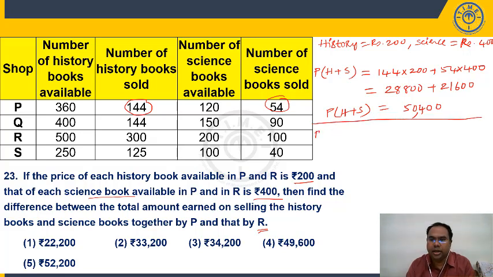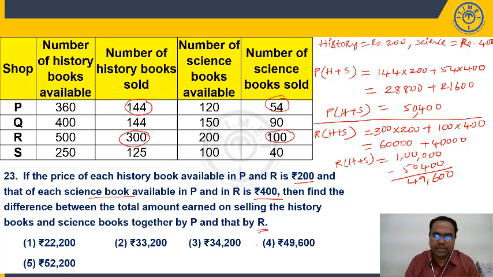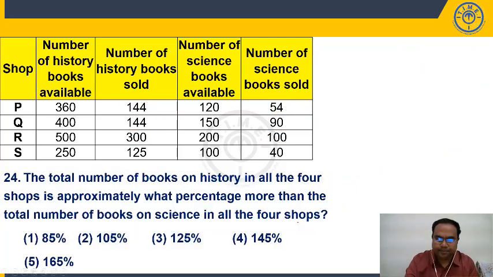Now take R, history and science. If you take R here, it has sold 300 books in history. 300 into history book price is 200. What about science? It has sold 100 books and price of science book is 400. So obviously it is 60,000 plus 40,000. It is 1 lakh, history plus science together. So we want difference between these two. 1 lakh and 50,400. The difference is 49,600. 49,600 is present in fourth option.